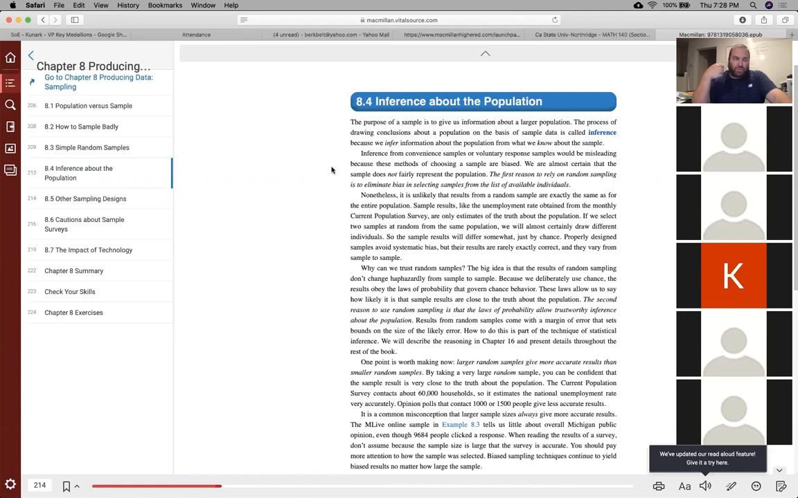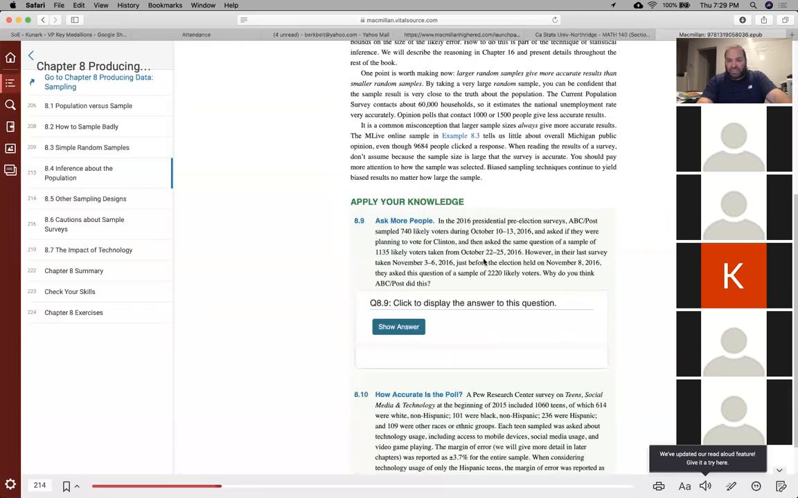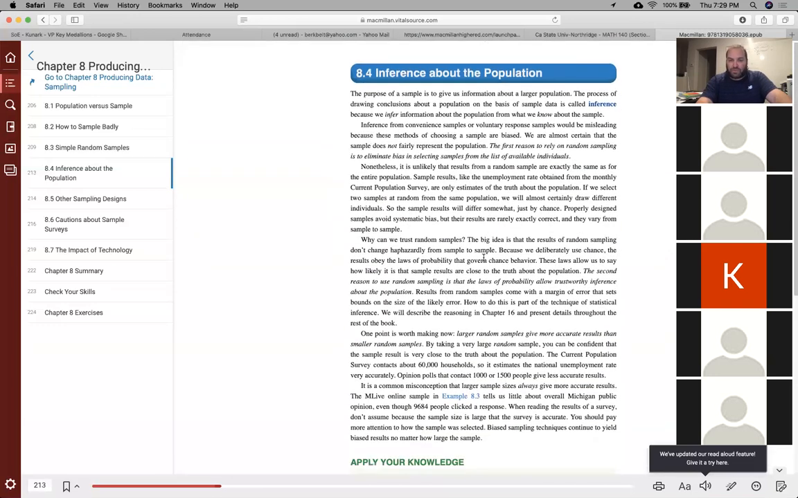So the rest of this course from here on out is going to be focused on inferences from the sample to the population, when you're allowed to, when you're not allowed to, and how accurate those inferences are. But this is why we take samples. We take samples so that we can infer something about the population. That's the purpose of them. Otherwise, why take a sample?